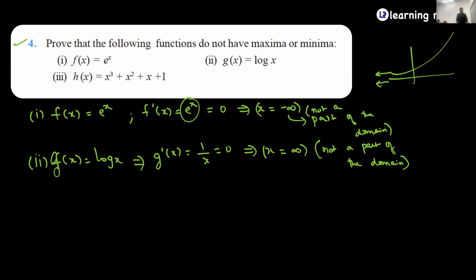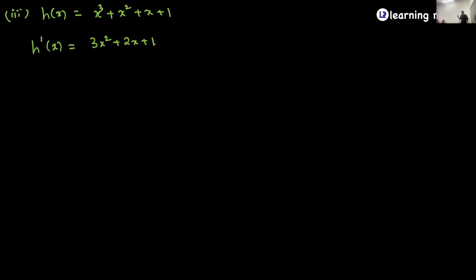Okay. So if you look at the next one, h of x is equal to x cube plus x square plus x plus 1. So what is going to be the value of h dash of x? It is going to be 3x square plus 2x plus 1. Remember, this is a polynomial function. For a polynomial function, the domain is going to be real numbers.